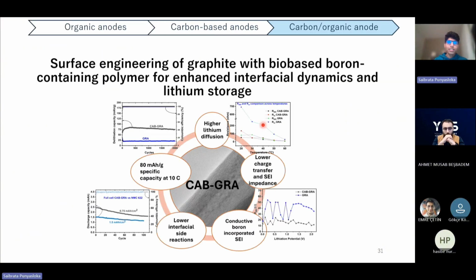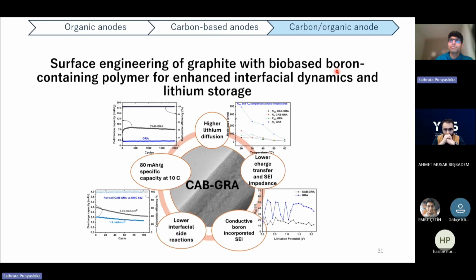And the last work, this is under review actually. So this was about having a bio-based boron-containing polymer at the interface. So we started with organic and then went into carbon, and then I'm going into carbon and organic, both. That was my storyline for my PhD. You can look into different materials at different points and at different projects.